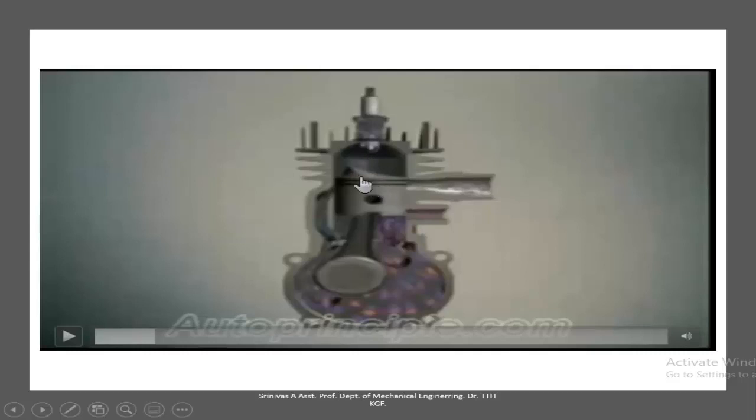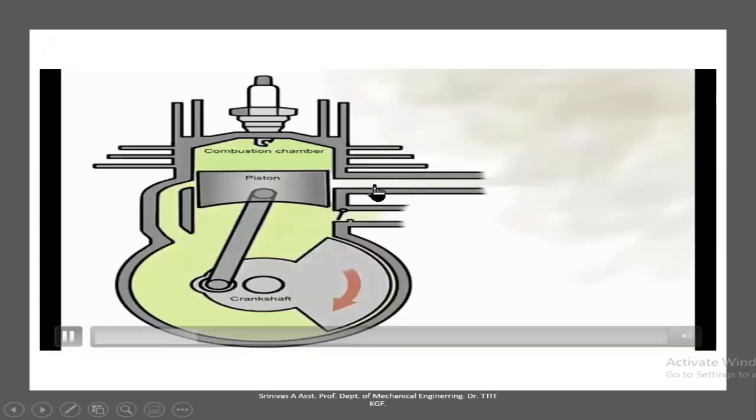It is being compressed by the upward movement of the piston, and at that time the transfer port and the exhaust port get closed. You can clearly observe here, the transfer port and exhaust port are closed by the piston movement, and the inlet port is being opened. You can see the inlet port being opened, and the piston reaches the TDC. This is the first stroke.